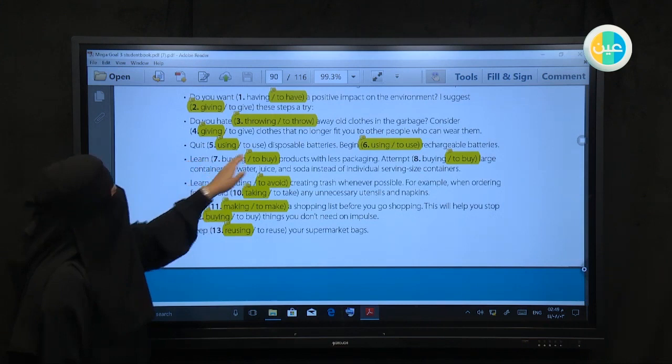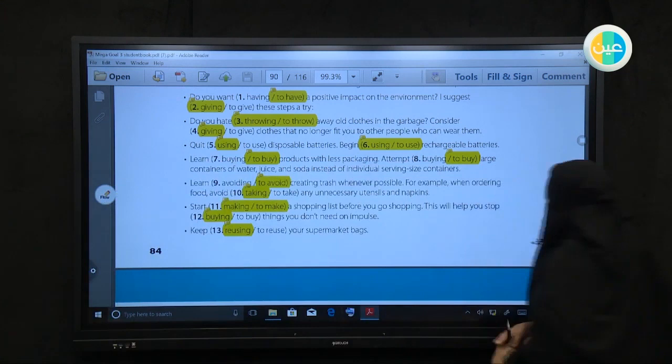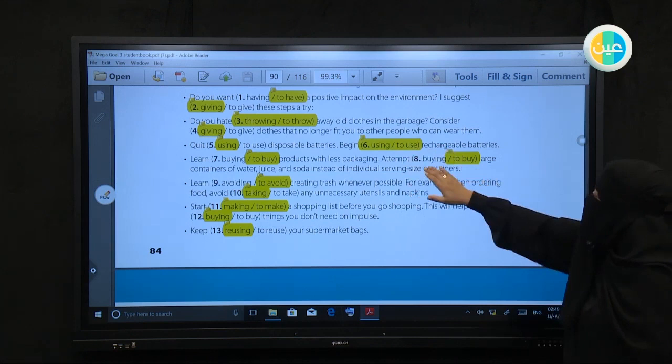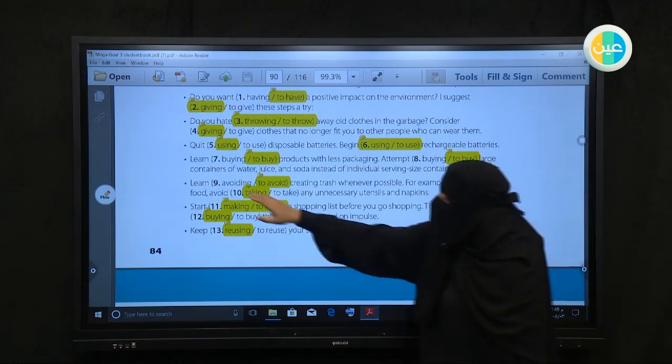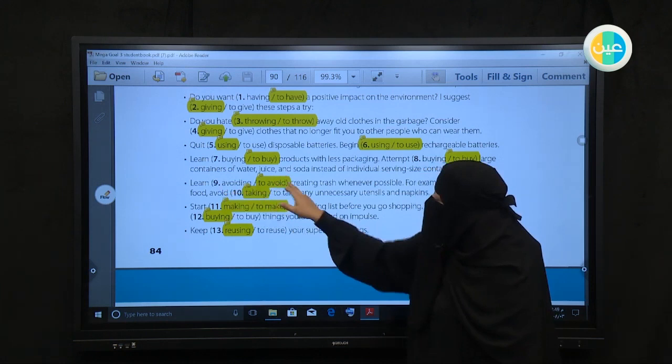Number eight. Attempt is an infinitive verb. بياخد معك الانفينيتيف to buy. Attempt to buy large containers of water, juice, and etc. Number nine. Learn. Now learn is one of the verbs for the infinitive. I said learn to avoid. هتختاري to. Creating trash whenever possible.